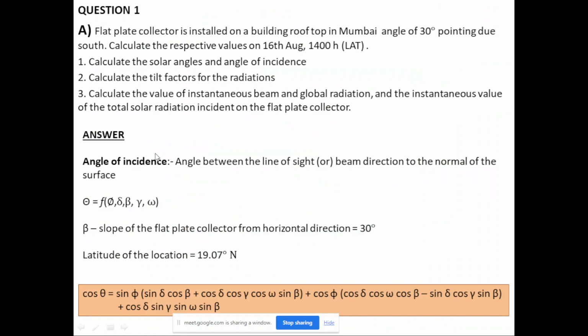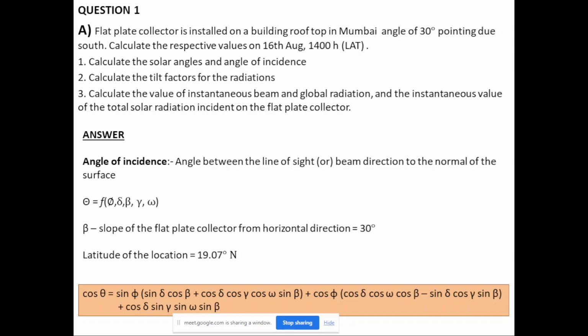The formula for the declination angle is 23.45 times sine of 360 divided by 365 into 284 plus n, and the value of n for 16th August is 228. Since we do not know whether the year we are calculating this angle of incidence for is a leap year, we generally assume it is a normal year with 365 days. February has only 28 days.